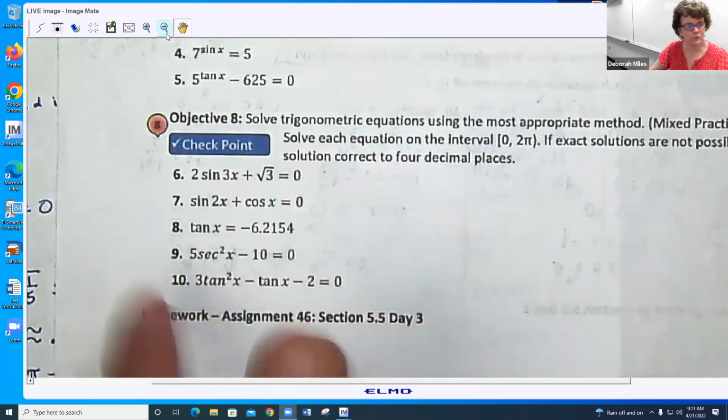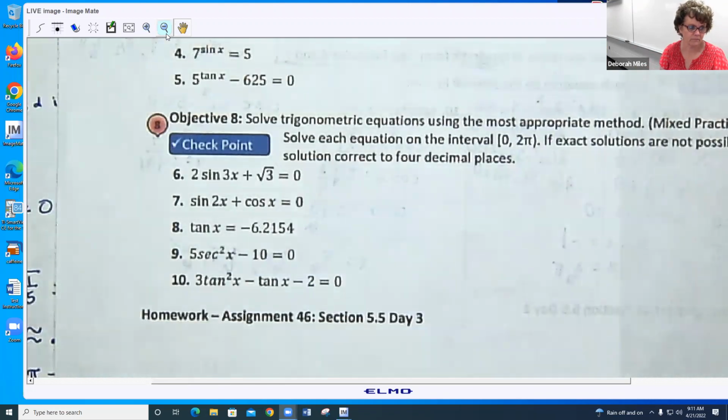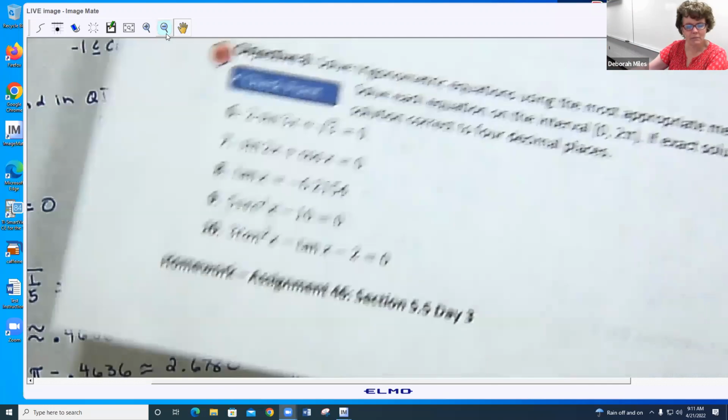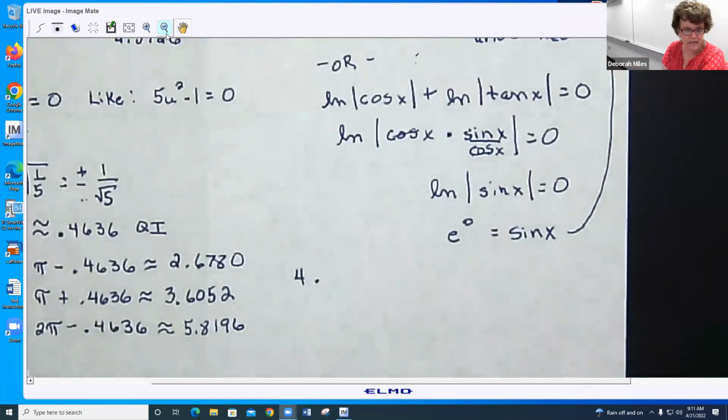These are all the objectives that were 1 through 7, but the problems are mixed together. So I'll have that other video. Yeah, I'll probably post it as a separate video on YouTube, just if you need it. All right, number 4.